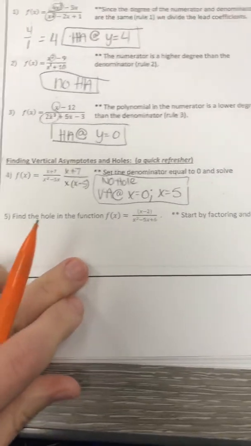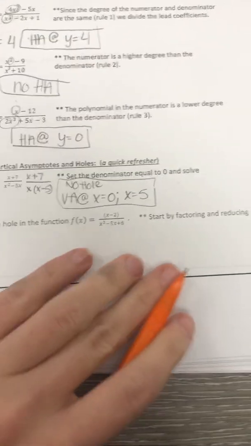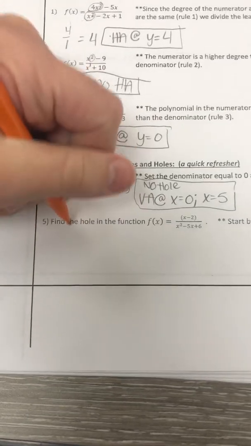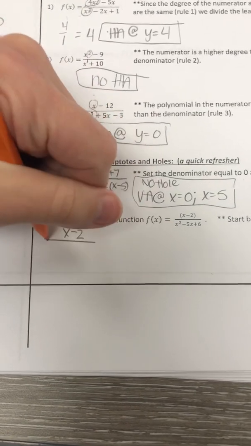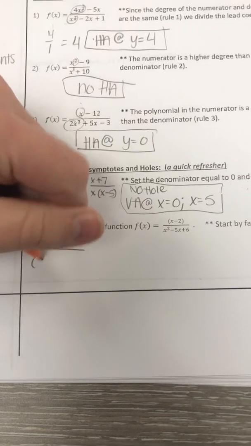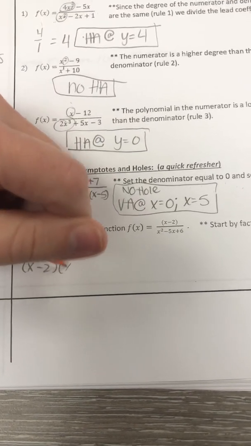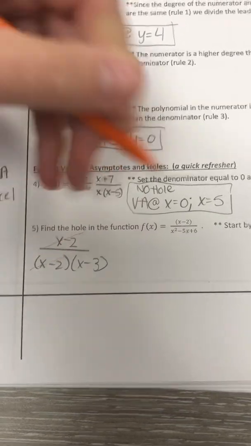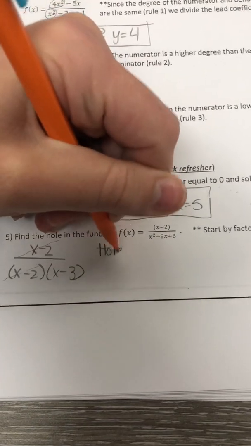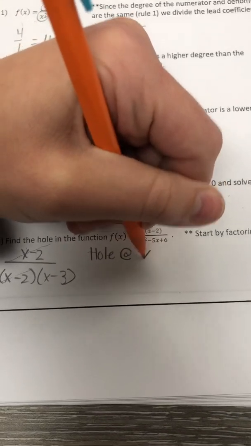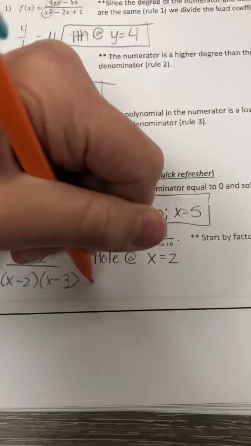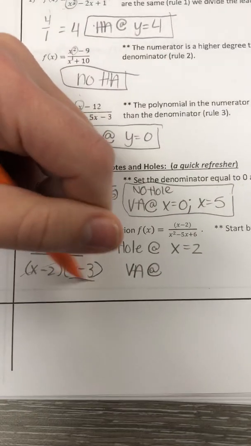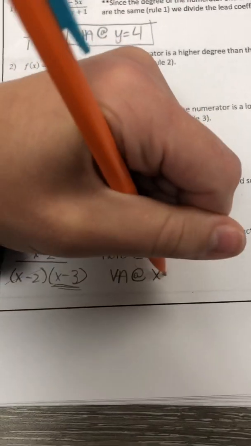Okay, let's look at this last one. Find a hole in the function. All right, we will also look and see if there's vertical asymptotes. So we have x minus 2 over, looks like we have x minus 2 times x minus 3. So since these x minus 2's would cancel out, that's where our hole is going to be. Hole at x equals 2. All right, our vertical asymptote is whatever's left in the denominator, which would be this one here, at x equals 3.